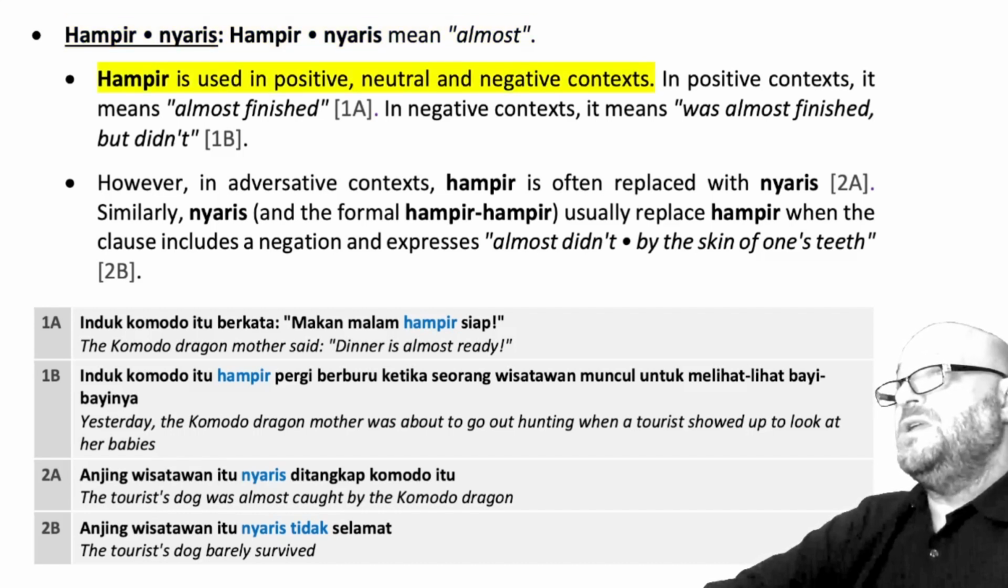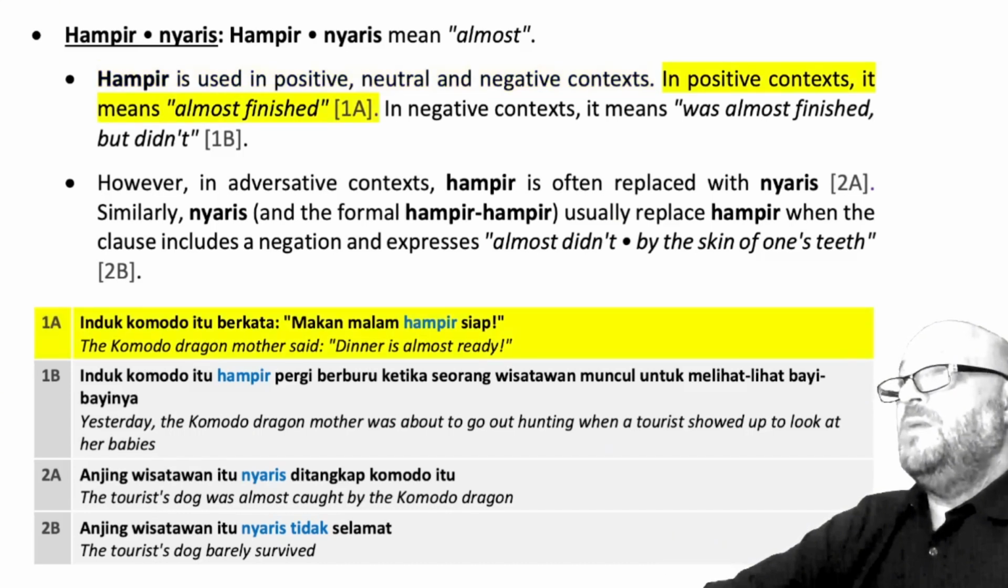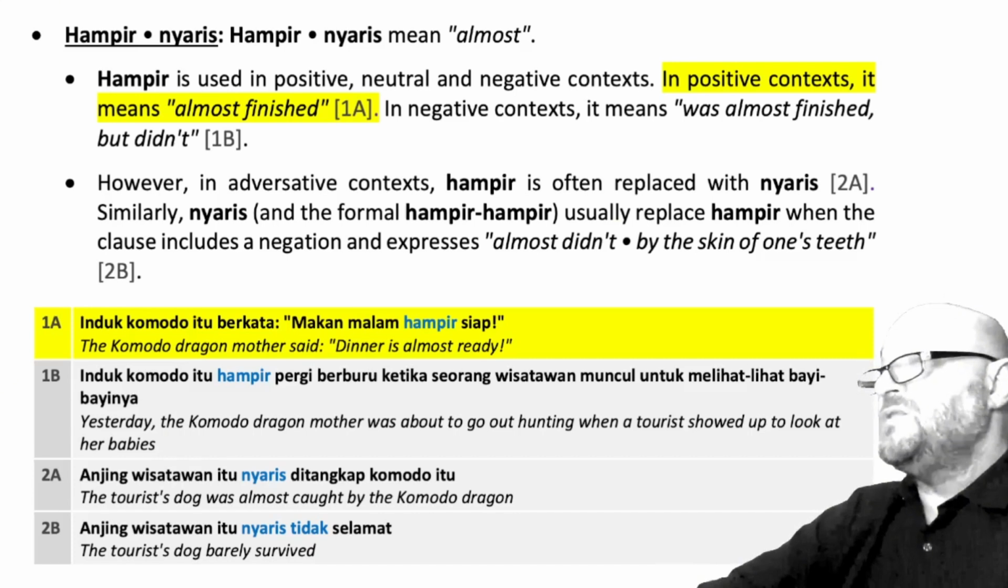Hampir is used in all contexts, positive, neutral, negative. In positive context, it means almost finished. Example 1a, Induk Komodo itu berkata, makan malam hampir siap. The Komodo dragon mother said, dinner's almost ready.